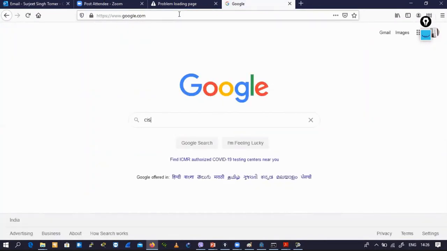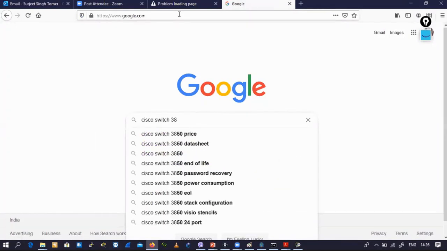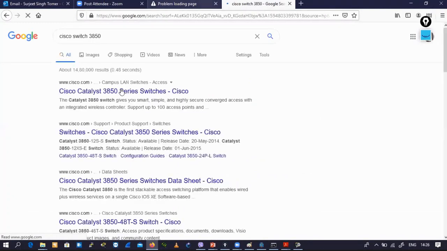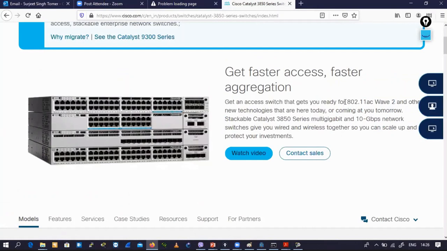Let's say the Cisco 3850 switch. Cisco is going to teach you that we have the converged access. Actually, this is known as converged access. The converged access has a beautiful thing: 802.11ac and multi-gig 10 Gbps networking in a single switch. This single switch is Wi-Fi and wired capable. This switch will give you wired and wireless together. You can see I'm highlighting the sentence.